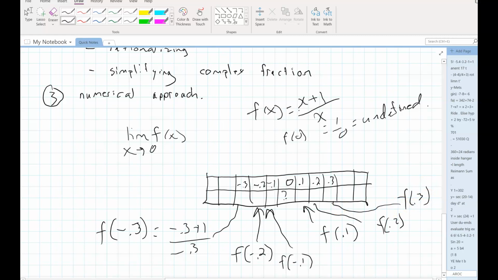And hopefully I should see some kind of a pattern, like this is getting closer and closer to something, and that's getting closer and closer to something. And if I do that, I should be able to figure out where these two values are headed towards, and that would be the numerical approach.